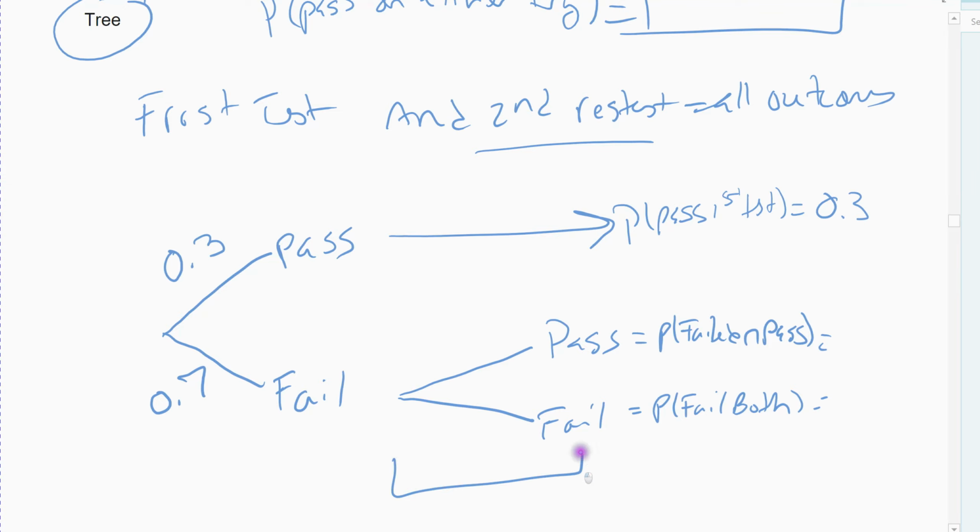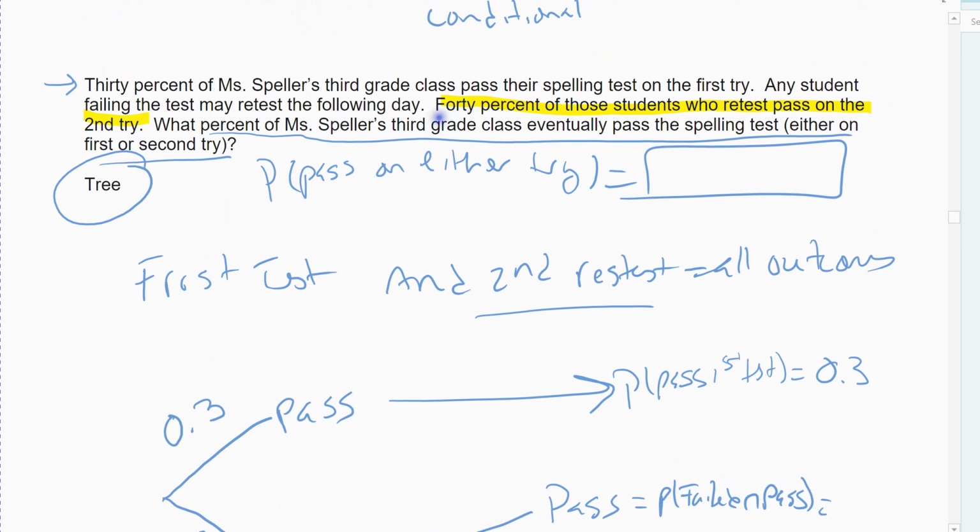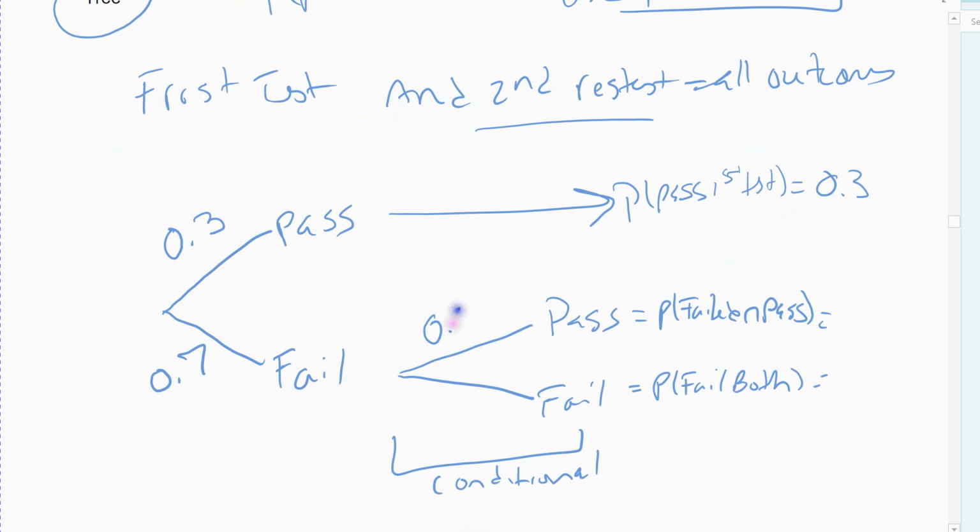So these are the conditionals. Not everybody takes the test again. Only 70% of the kids take this test again. So it's not everybody. That's why it's conditional, right? Conditional means it's only out of a group of the students. It's out of 70%. So if they retest, 40% of those students who are retesting will pass on the second try. So 40%, so 0.4, will pass on the second try, of those who failed on the first try, which means 60%, so 0.6, will fail. So that's 60% not of the class, remember, that's 60% of the 70% who failed.